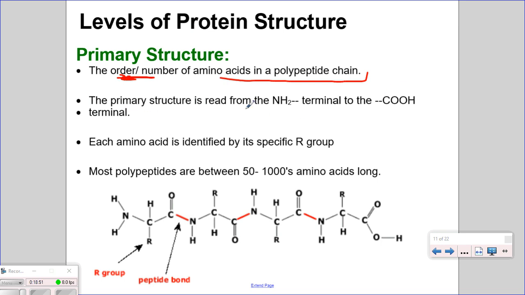The primary structure is read from the amino terminal to the carboxyl terminal. So you read it from the NH2 group all the way to that end carboxyl group. And then each amino acid is going to be identified by its specific R group. Most polypeptides are between 50 to thousands of amino acids long. So the primary structure is basically each amino acid within that sequence that is linked in there.